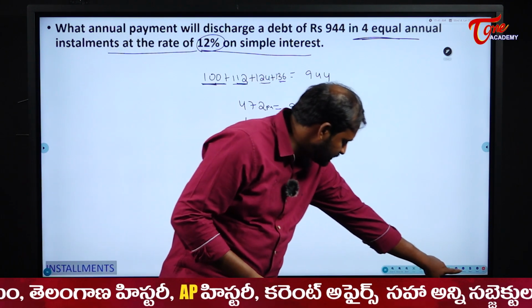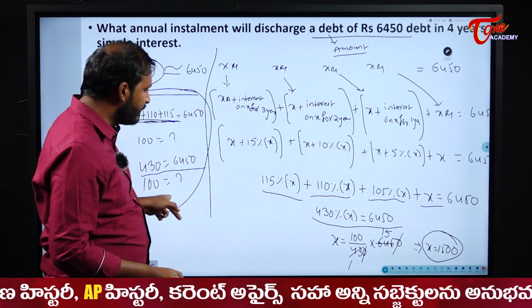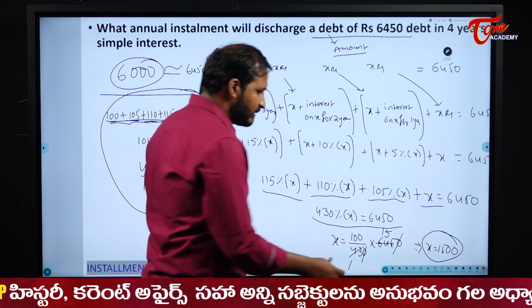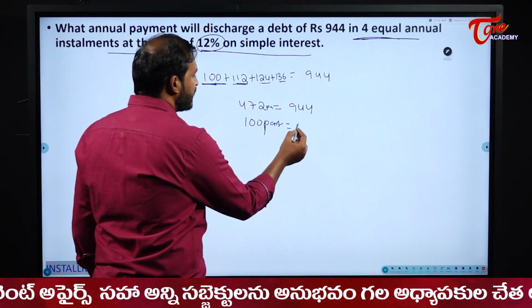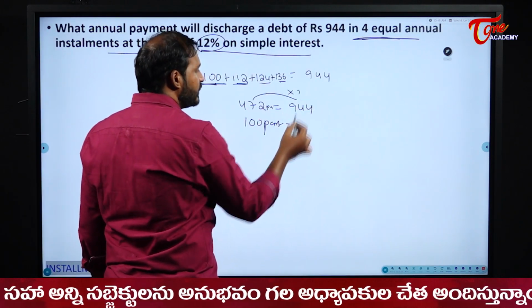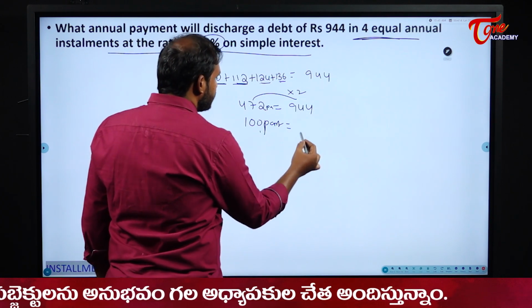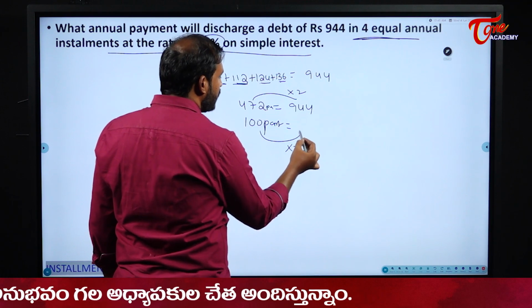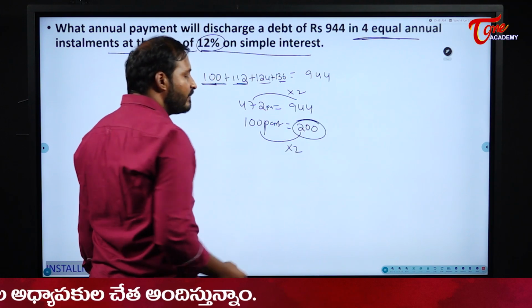See, in the earlier case also the same thing. 100 parts will be equal to what? That will be our installment. So that will be our answer. So 100 parts will become what? 472 into 2 is 944. So similarly 100 into 2 will become what? 200. That means every year we will pay how much?